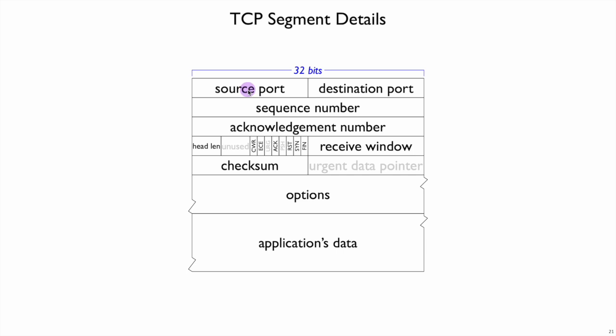But the TCP header starts with a source port number and a destination port number. And each of those numbers is 16 bits, and so they take up a whole line in this picture, where each line is 32 bits of header information.